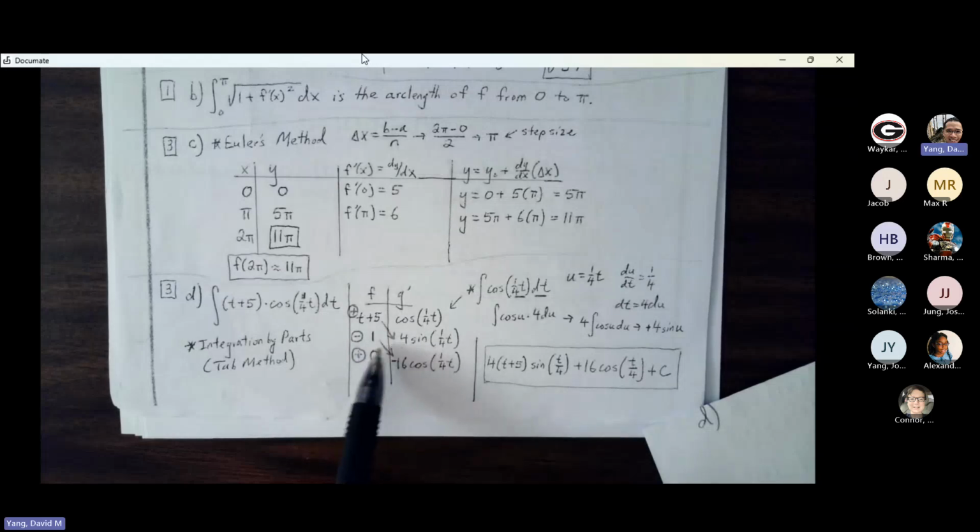And then we just pair up our diagonals. Positive t plus 5 times 4 sine of 1/4 t, that's our first term. And then negative 1 times negative 16 cosine of 1/4 t, that's our second term, and then plus C.